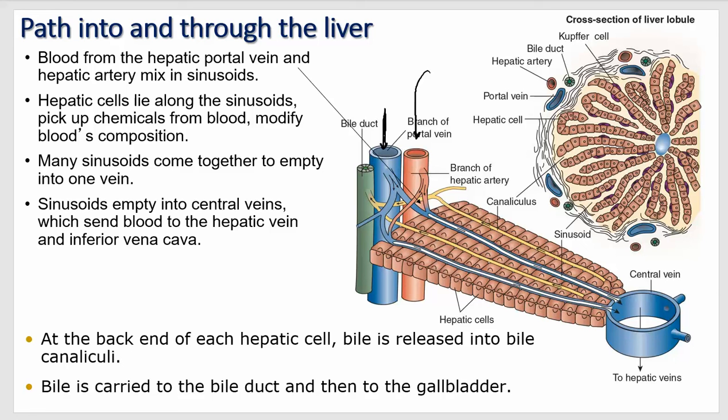Bilirubin could be floating around in the blood. So what happens is that blood from the hepatic portal vein and the hepatic artery mix, right here. It's like, hey, give us your blood, we're going to look at it, we're going to filter it. It mixes in something called sinusoids, and then the blood will move in here with all of the particles that are in it.